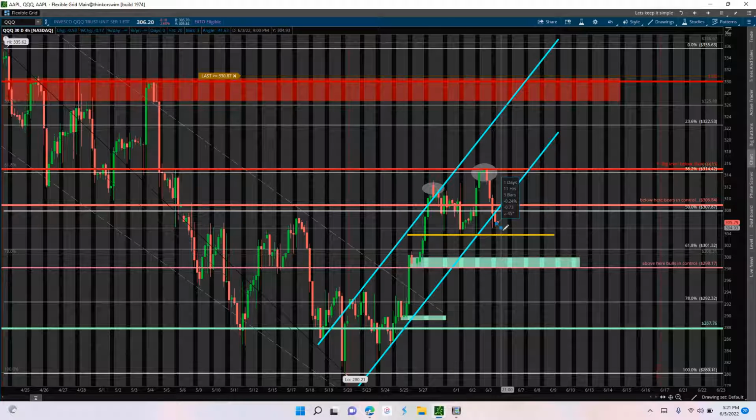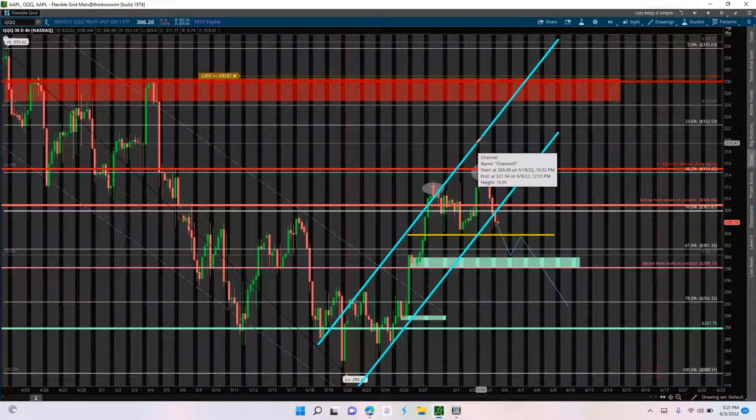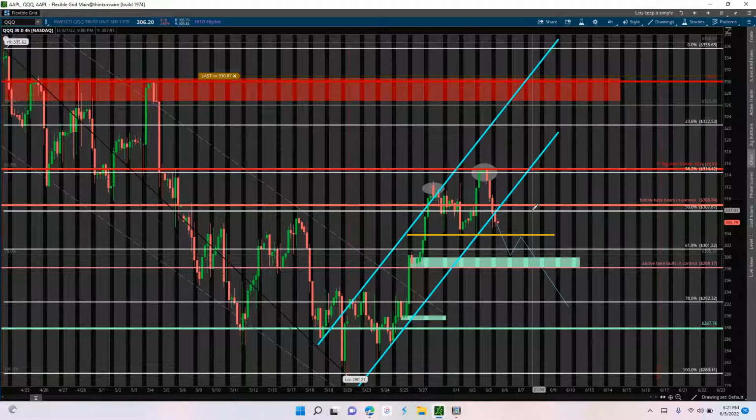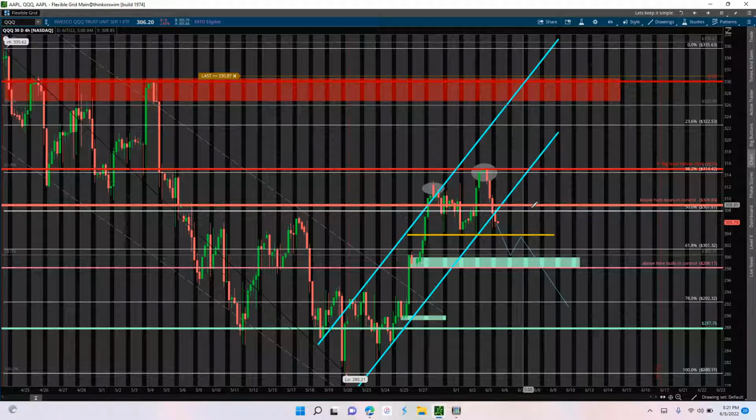Right? We just break down, back test, and then continue down. So, levels to watch here. 308. Below 308, bears are in control. That means sellers are in control. If for whatever reason the market does trade above it, 315 is your next major resistance.